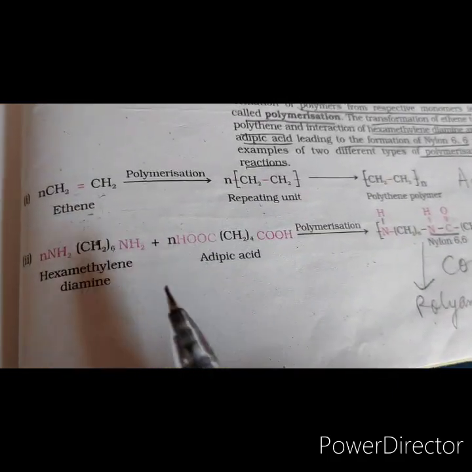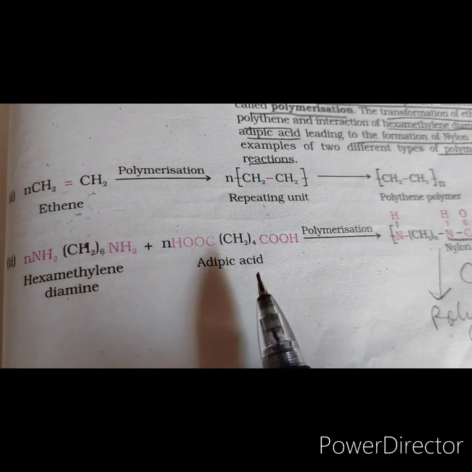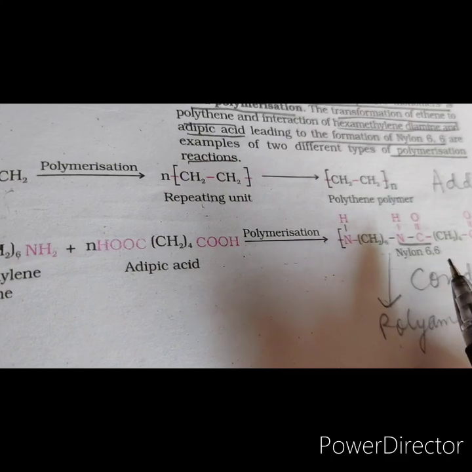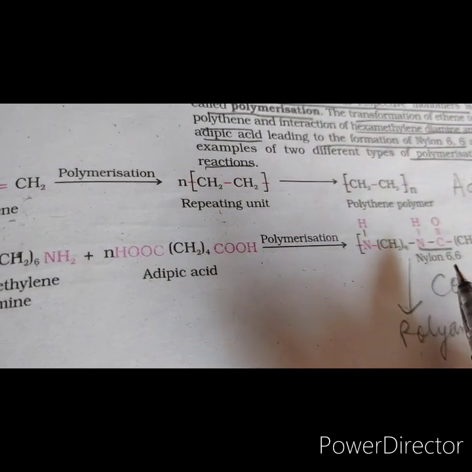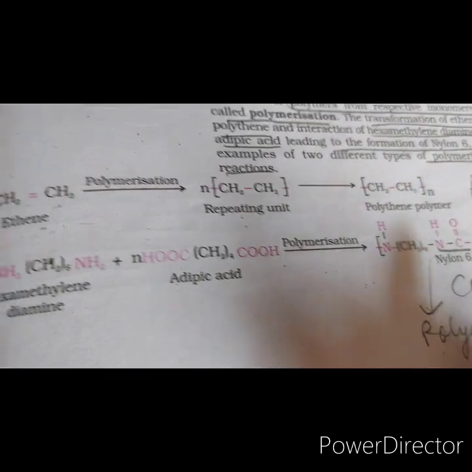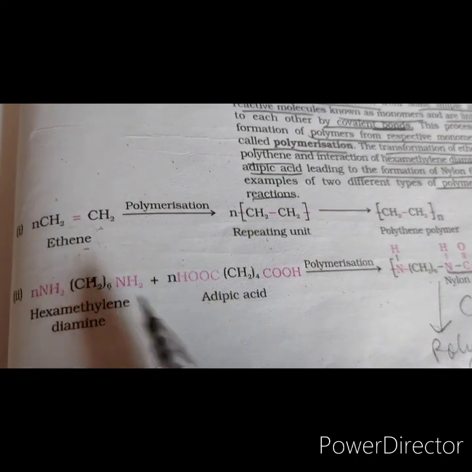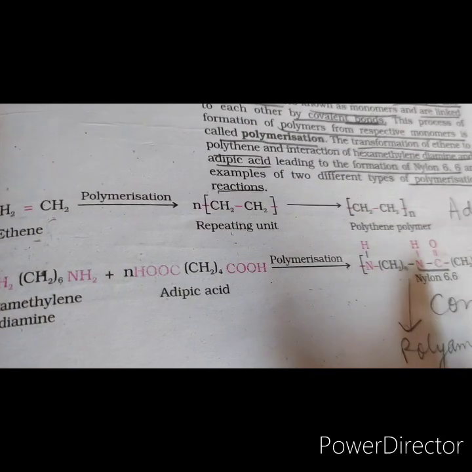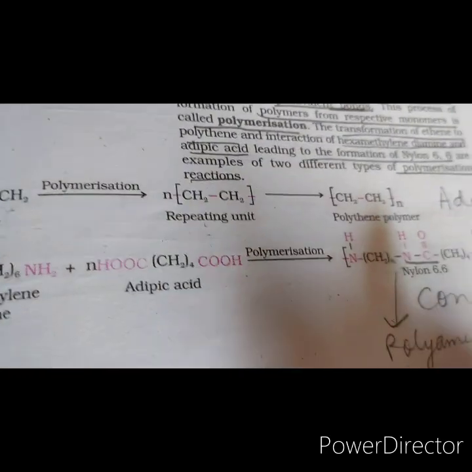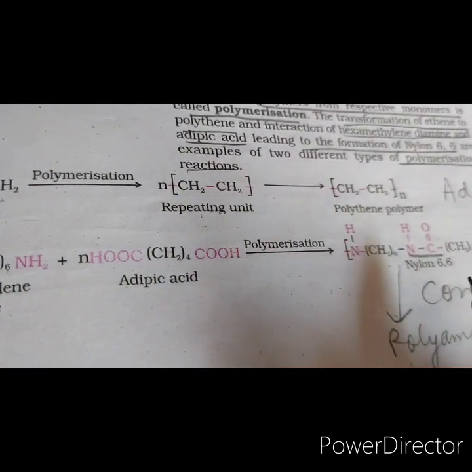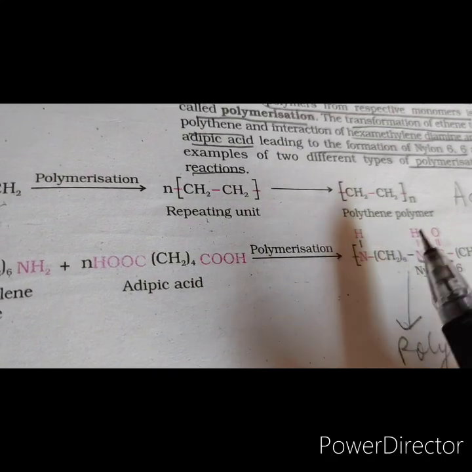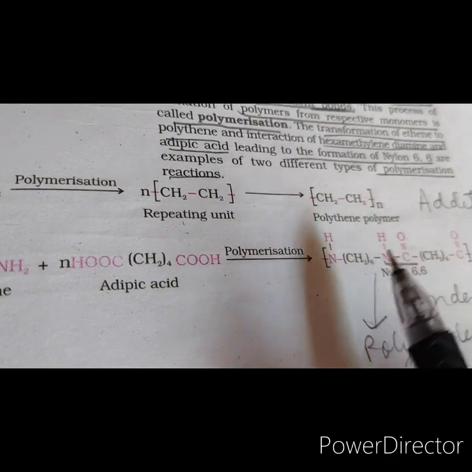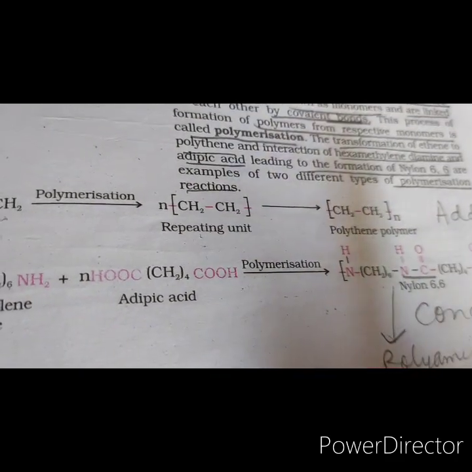Now see the next example, hexamethylene diamine and adipic acid. They polymerize to form nylon 6,6. Now let me tell you why the name 6,6 has come. Here it has 6 carbon atoms. Here also you can find 6 carbon atoms, 4, 5 and 6 carbon atoms. Secondly, you should know that this nylon 6,6 has the amide linkage, C double bond O NH linkage. So it is also called what? Polyamide. This is the second thing.